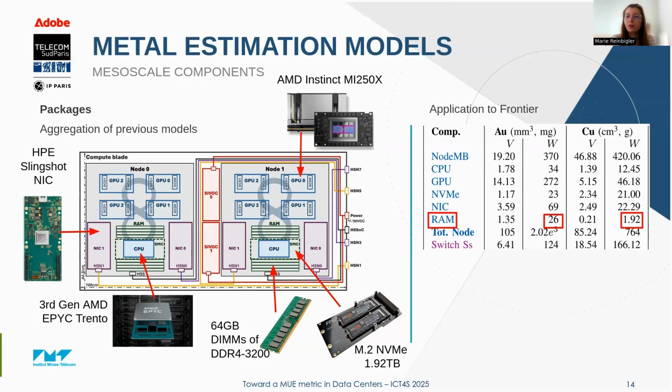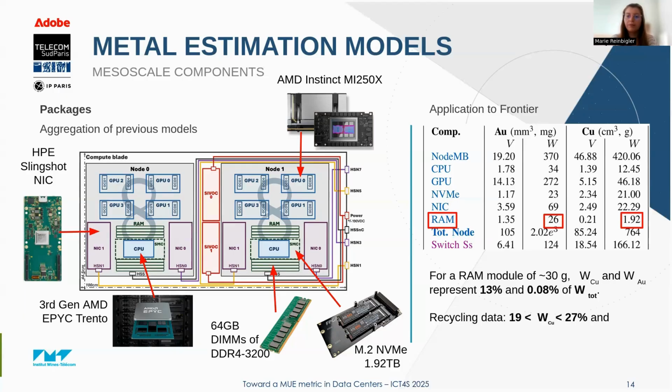So first, let's focus on what we estimated for the RAM. In this case, if we consider a RAM module of about 30 grams, we have that the weight of copper is equivalent to 30% of the total weight, and the one of the gold represents 0.08%. According to recycling data, the weight of copper should be between 19 and 70%, and the one of gold between 0.10 and 0.13%. So in this case, we remain in the same order of magnitude.